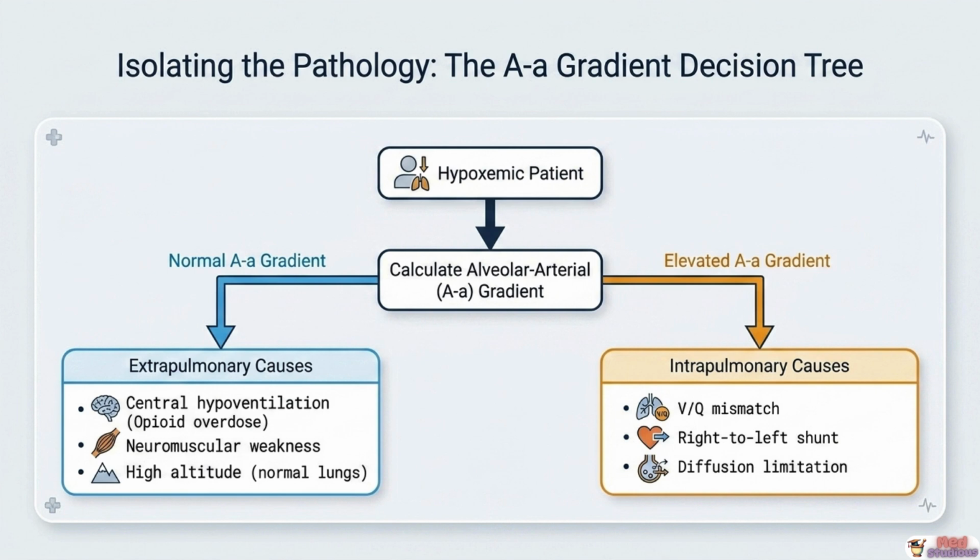An elevated A to A gradient, by contrast, points toward intrapulmonary causes, meaning the lung parenchyma or vasculature itself is diseased. This category includes 3 distinct mechanisms: ventilation-perfusion mismatch, where some areas of lung are ventilated but not perfused, or vice versa; right-to-left shunting, where deoxygenated blood bypasses ventilated alveoli entirely; and diffusion limitation, where the alveolar capillary membrane itself is too thickened or damaged for efficient gas exchange. This single calculation, performed in seconds at the bedside, can immediately redirect your diagnostic workup away from unnecessary chest imaging and towards central nervous system or neuromuscular causes when the gradient is normal.